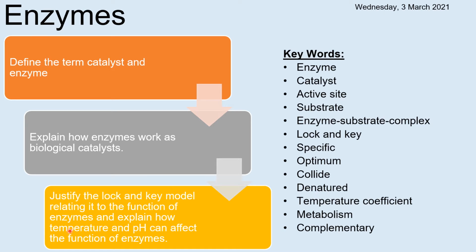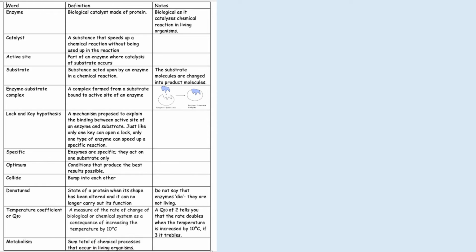So let's look at the keywords. We've got enzyme, catalyst, active site, substrate, enzyme substrate complex, lock and key, specific, optimum, collide, denatured, temperature coefficient, metabolism, and complementary. So an enzyme is a biological catalyst which is made up of protein. It is biological because it catalyzes a chemical reaction in living organisms. And on the topic of catalysts, a catalyst is a substance that speeds up a chemical reaction without it being used up in the process.